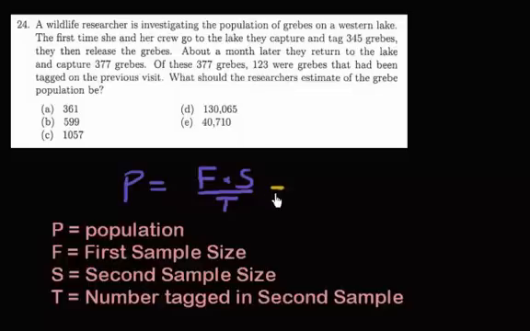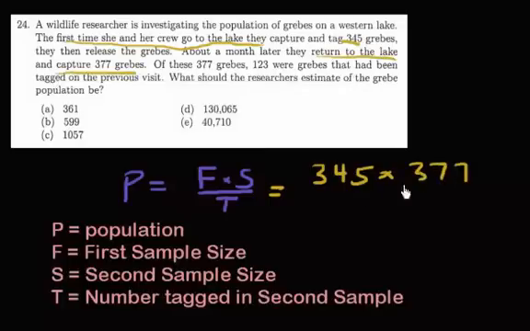F is the number in the first sample. So the first time she and her crew go, they capture 345. So that's the number in the first sample. And then they release it. About a month later, they return to the lake and they capture 377 more. So that's the second sample. And then of the 377, 123 had been tagged already. So 123. So what we're going to do is multiply that, and that'll be our answer.